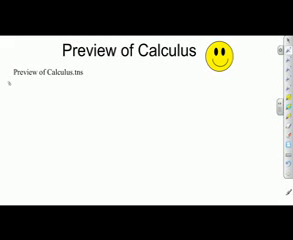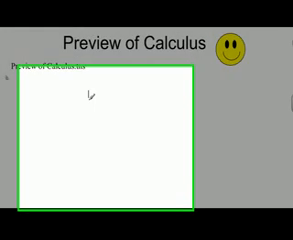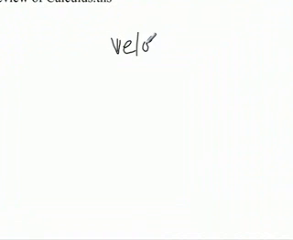Alright, what I want to do in this recording is give you a little preview of calculus. This material kind of precedes what you'll read in the first couple of sections in Chapter 2. Calculus, you need to understand, is the mathematics of change. It involves velocities.